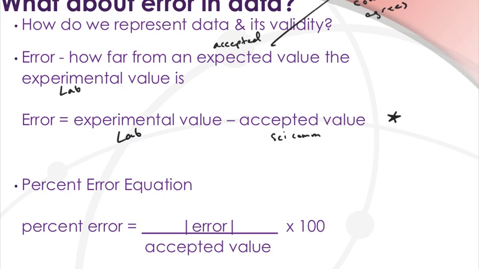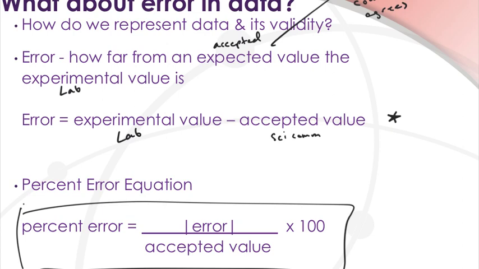Error by itself isn't really super helpful. A better way of expressing it is this equation here, percent error. If you don't have this in your notes yet, put it in your notes. And I would highlight it or star it so that you can come back and find it easily, because if we're doing a lab and the lab asks you to calculate something, one of the last things I'll ask you to do when you're evaluating is to calculate the percent error.